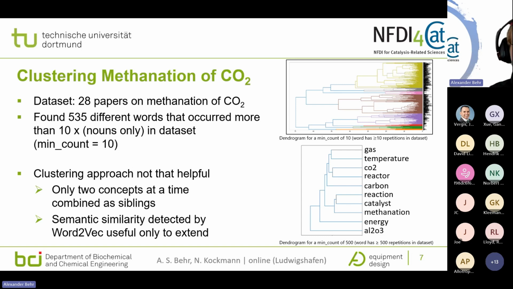This has, for one, the reason that only 2 concepts at a time could be combined as siblings with this approach. Also, the semantic similarity detected by word2vec is only useful to an extent for us. You can see here that gas and temperature might have something in common, but you would expect gas and CO2 to be closer to each other than gas and temperature. So yeah, we were kind of disappointed, but we said, okay, maybe we can do something out of it anyway.